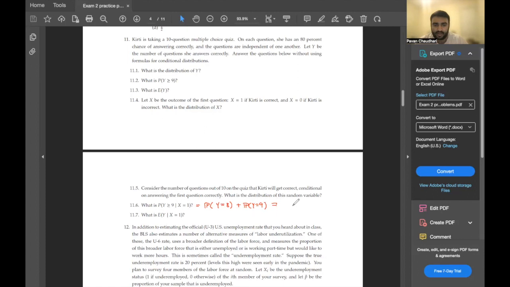Okay. And so again, like before, this is binomial. So it's 10 choose 8. 0.8, or sorry, not 10 choose 8. It's 9 choose 8, right? Because you already got the first one correct, it's 9 choose 8. 0.8 to the 8, 0.2 to the 1. And then for the second one, for the Y equals 9, it's 9 choose 9. 0.8 to the 9.